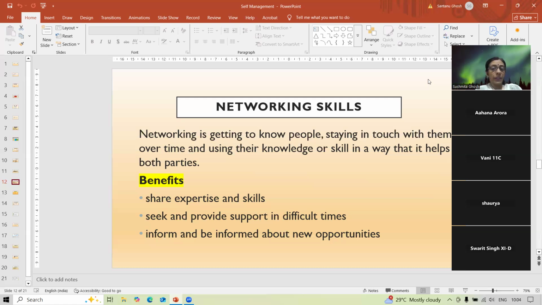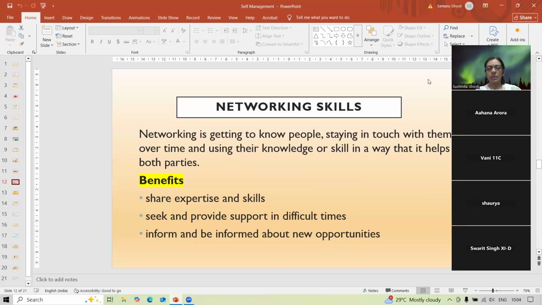Okay. They will provide you with opportunities at times. You help them, they help you. And the skills are shared, the expertise is shared, everything is important for you to grow, for that other person also, for that other team also to grow.